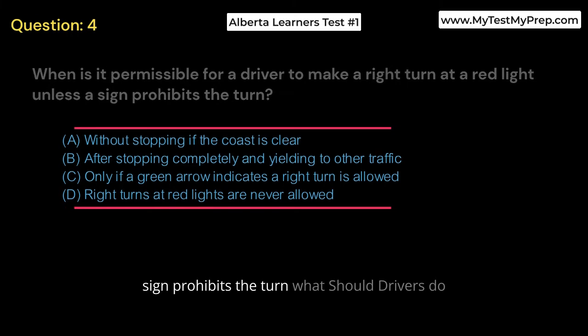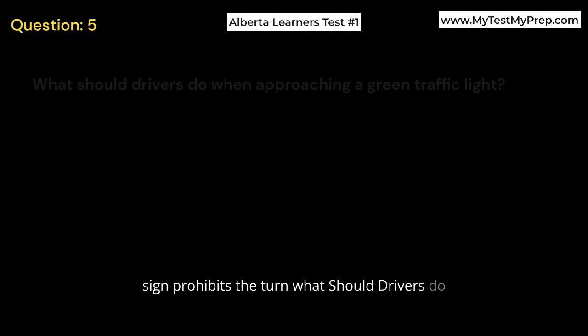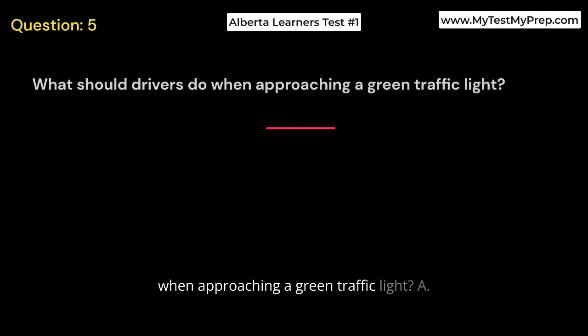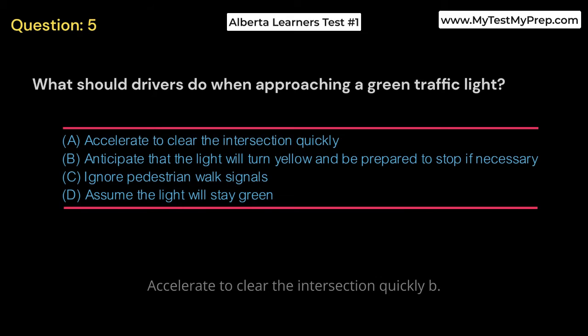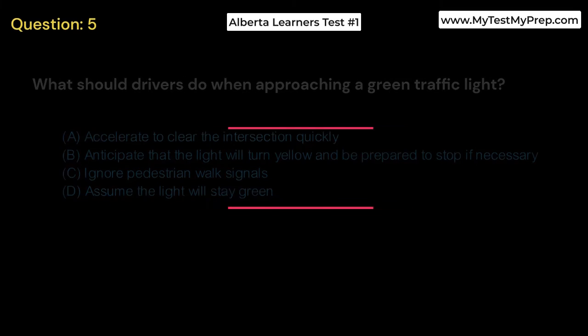What should drivers do when approaching a green traffic light? A. Accelerate to clear the intersection quickly. B. Anticipate that the light will turn yellow and be prepared to stop if necessary. C. Ignore pedestrian walk signals. D. Assume the light will stay green. Answer B. Anticipate that the light will turn yellow and be prepared to stop if necessary.